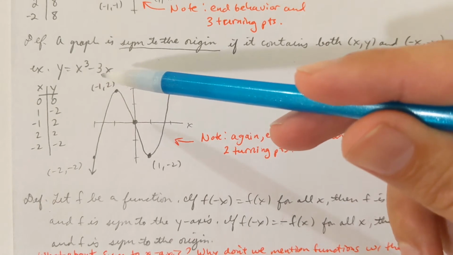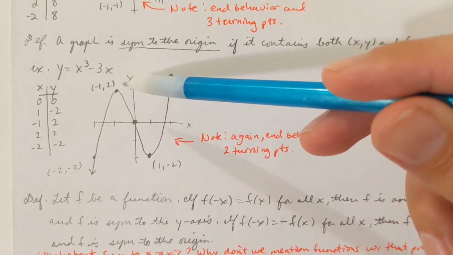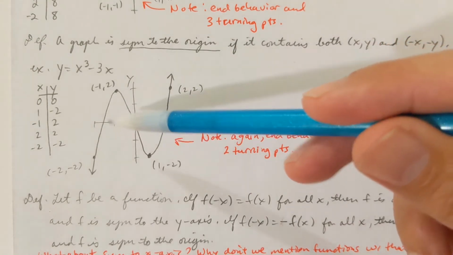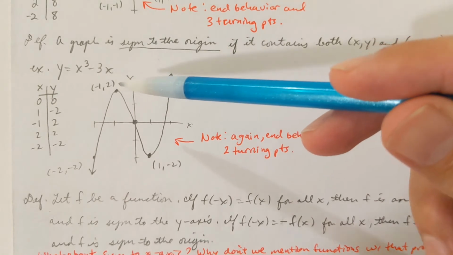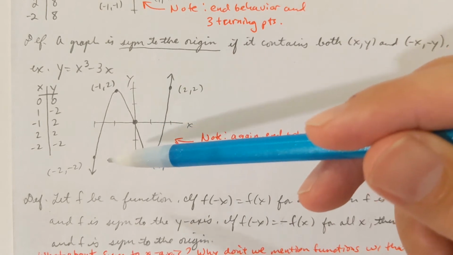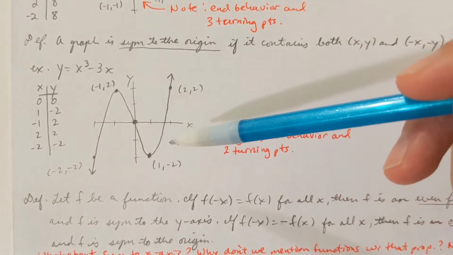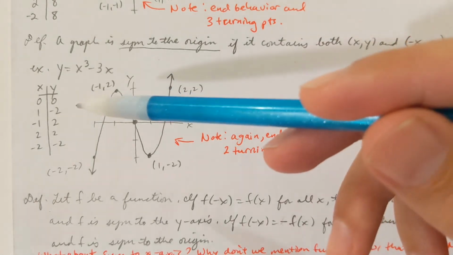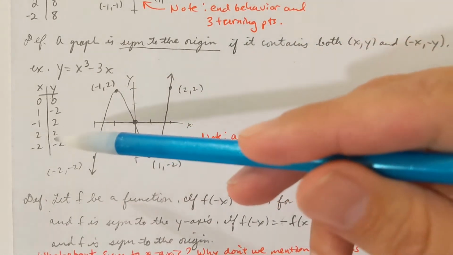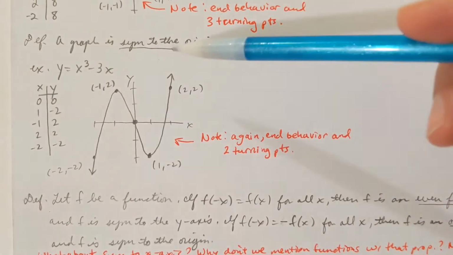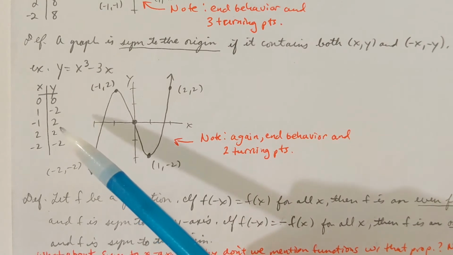If x is 2, 2 cubed is 8, minus 6 is 2, so (2, 2) is on the graph. And if x is negative 2, negative 2 cubed is negative 8, plus 6 is negative 2. So this graph would be symmetric to the origin. For any point that I tell you, (x, y), (negative x, negative y) would be on the graph. Here's a point, (2, 2), (negative 2, negative 2) is on the graph. (1, negative 2) is on the graph, (negative 1, 2) is on the graph.